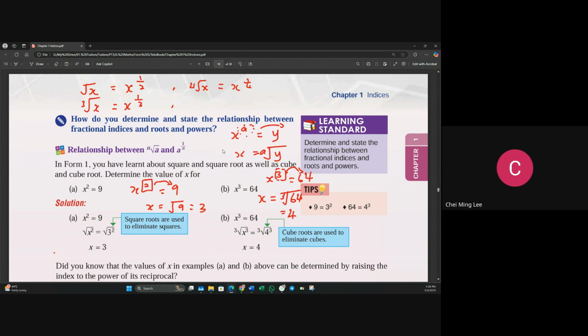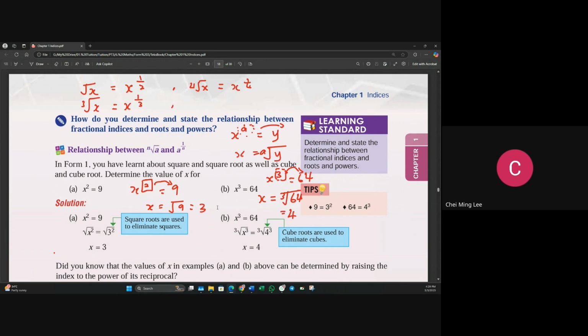So in short, when x square equals 9, the square moves here and becomes root, what we call square root of 9, which becomes 3. So these are the values that you must understand. Square root of x, we can say x power of 1 over 2. Cube root is power of 1 over 3. Quarter root is x power of 1 over 4. So power of 1 over something is actually the root value.